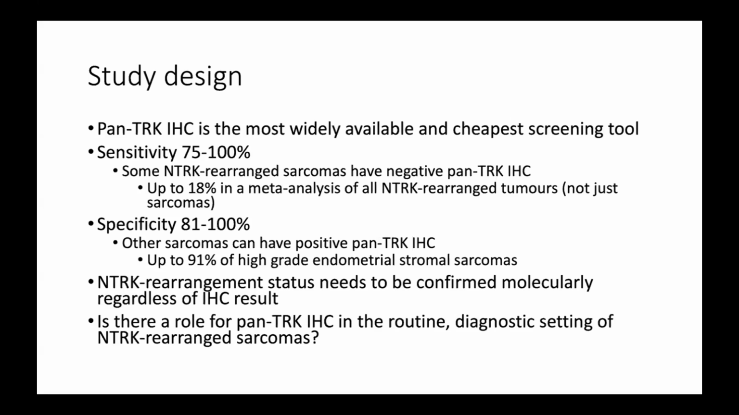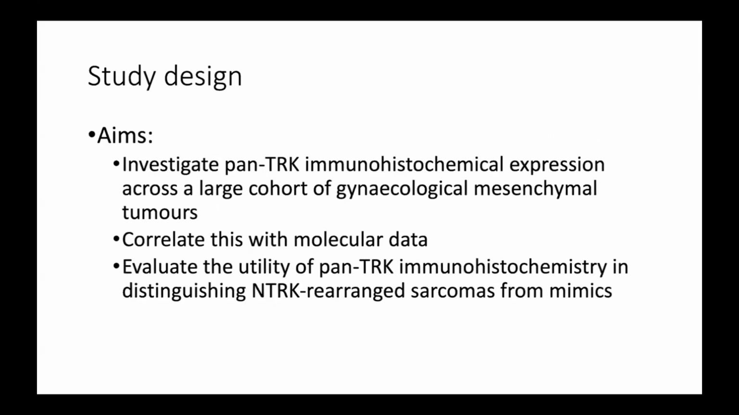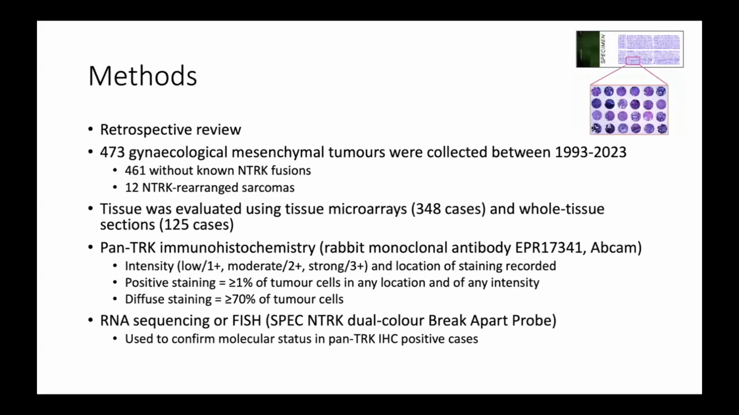So this study was basically trying to see if there is a role for Pan-Trk IHC in the routine diagnostic setting of NTRK rearranged sarcomas. Their aims were to investigate Pan-Trk IHC expression across a large cohort of mesenchymal tumours, correlate this with the molecular data, and evaluate the utility of Pan-Trk IHC in distinguishing NTRK rearranged sarcomas from its mimics. This is a retrospective review. It pulled out 473 gynecological mesenchymal tumours over a 30-year period. Most were from a single institute in Europe, but some authors did contribute cases globally as well. They had 461 cases without known NTRK fusions, and 12 known NTRK rearranged sarcomas.